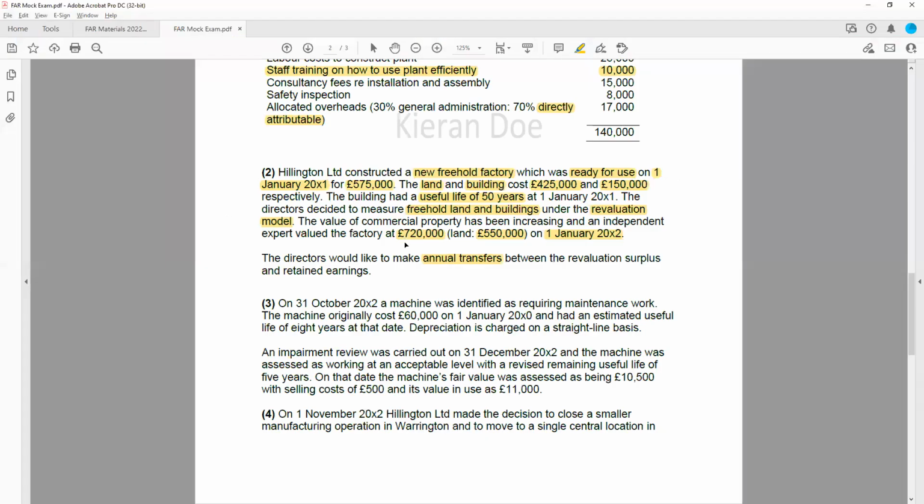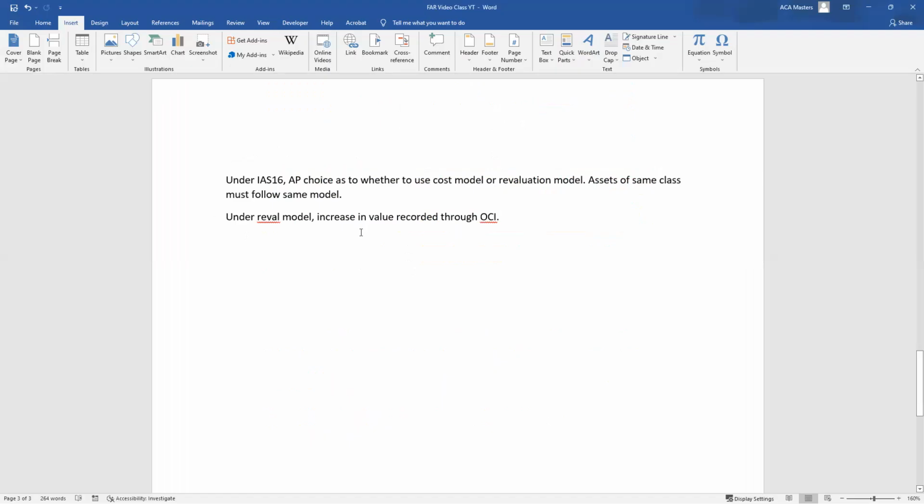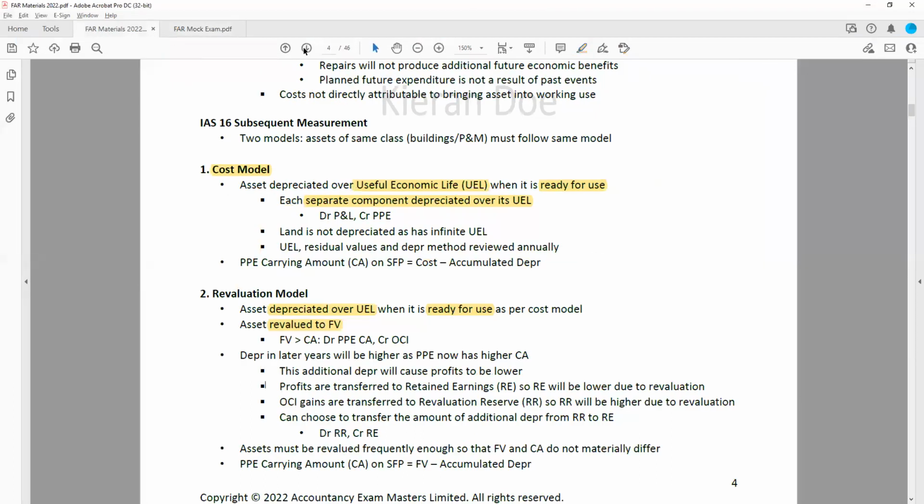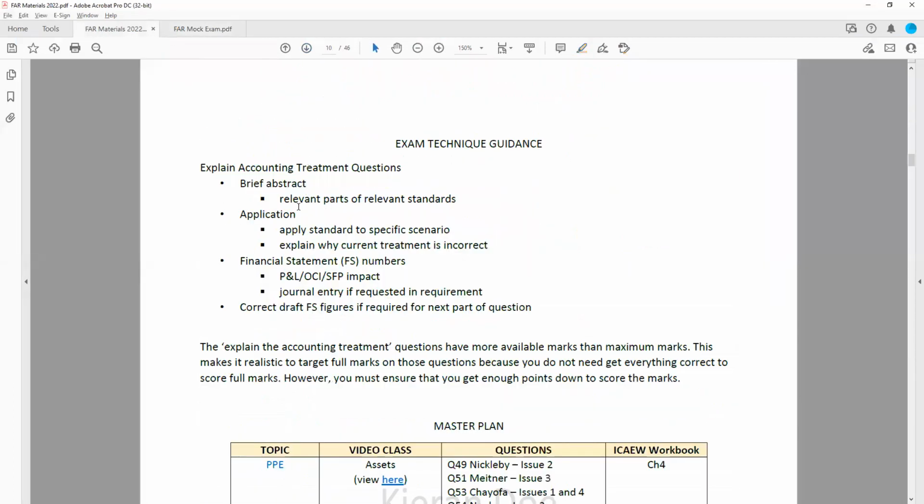So you can see what I mean about keeping your points very specific to the scenario. It's gone up in value. There's no point talking about a decrease in value here. And that part of the standard isn't really relevant to this question because it's gone up in value. So why spend time talking about, if it's gone down in value, then credit the asset and debit the OCI up to the amount of previous gains and then the excess in the P&L. That isn't relevant here. So that's what I mean by relevant parts of the relevant standard. Keep it very focused on the bits which are really relevant to this specific question.